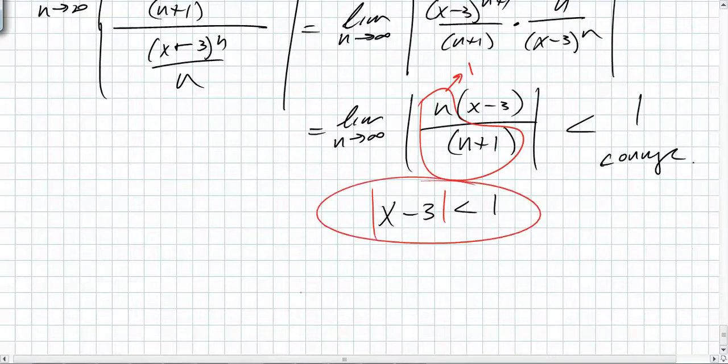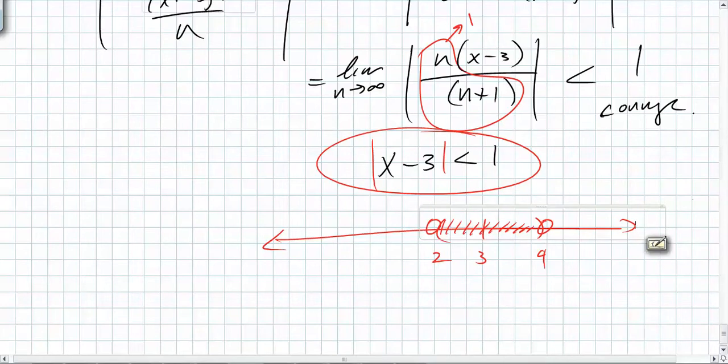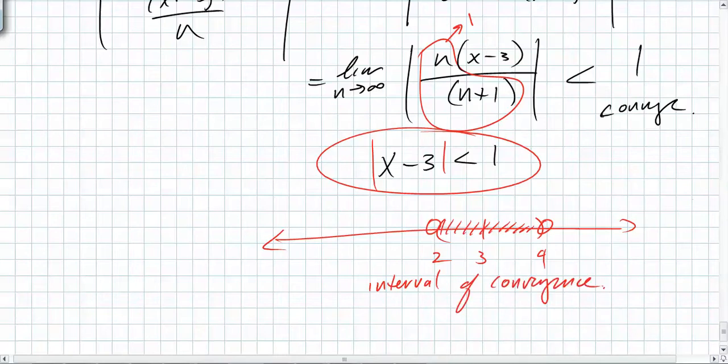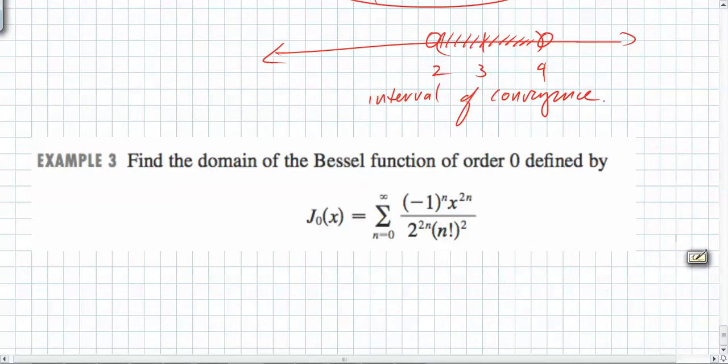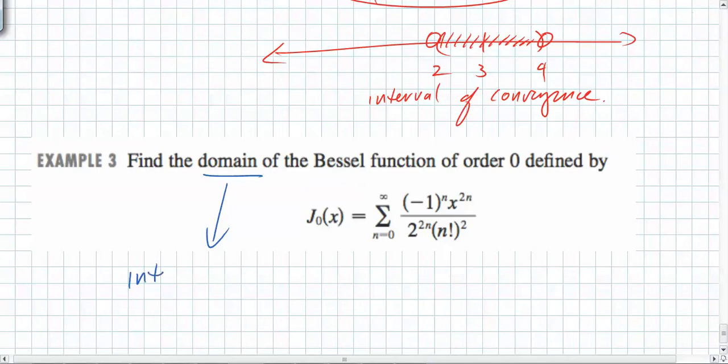If you want to do this on a number line, what does that mean? The absolute value of x minus 3 is less than 1, so it's all the things within a distance of 1, like this right here. You see that right there? From 2 to 4. Or I could just put an open dot right here. But if this is where it converges, and this is in interval notation, what do you think that interval is called? Anybody want to guess? The interval of convergence. So if it's asking for the domain, what is it really asking you for? The interval of? Yeah, they want the interval of convergence.